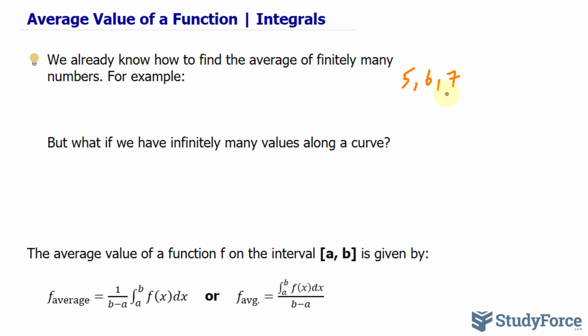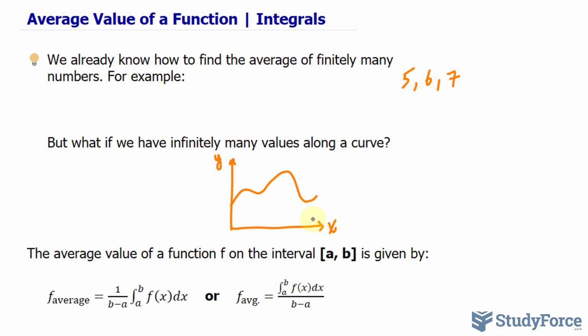But what if we have an infinite number of values along a curve that represents these observations? Take, for example, a curve that is on an xy plane. So that's the y-axis and that's the x-axis. And the curve looks like this. And each point along this curve represents an observation. What would be the average value in this particular case?